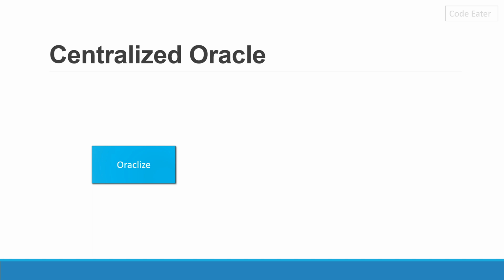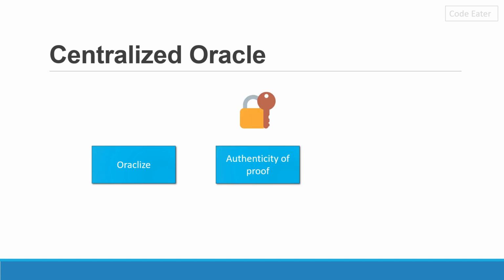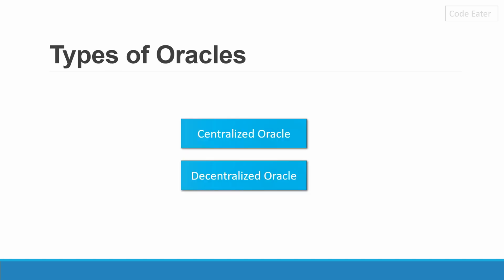Now definitely you can go for Oracleize, because Oracleize uses some good techniques to secure your data and provide you trustworthy data, like for example authenticity proof and TLS notary. But we are not going in depth on these two things, because in this lecture we are going to focus on decentralized oracles, because the whole point of blockchain is decentralization, right?